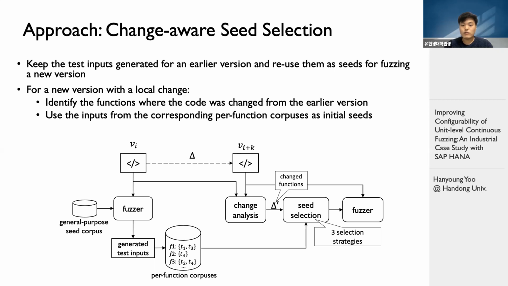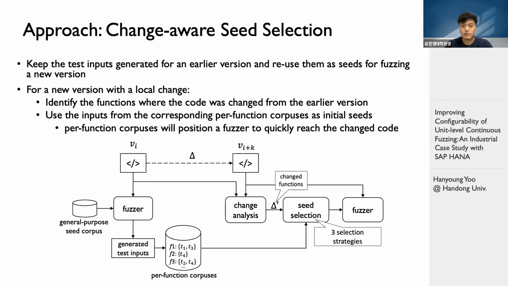Sometimes the number of selected seeds can be too large. So we propose 3 seed selection strategies to control the size of the seed corpus. The details of the strategies can be found in our paper. With this approach, the time to detect failure is reduced because inputs in per-function corpuses position a fuzzer to quickly reach the changed code region.